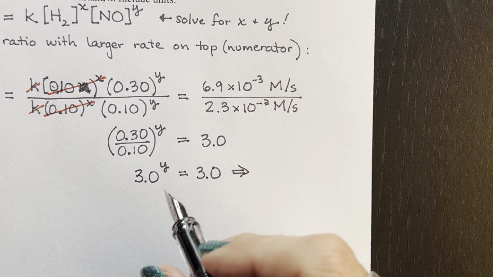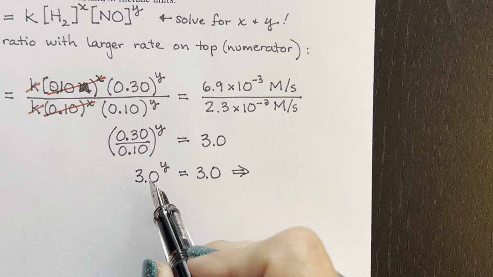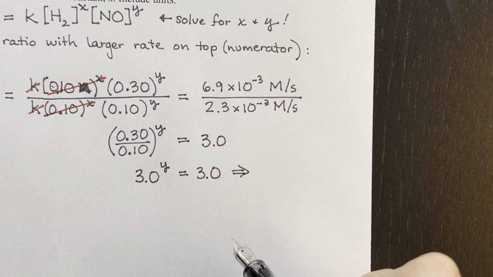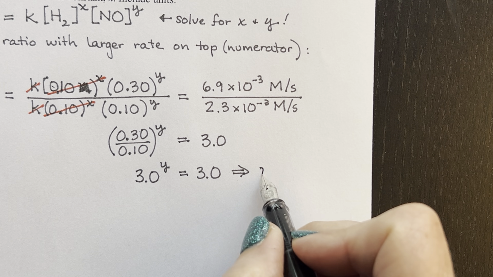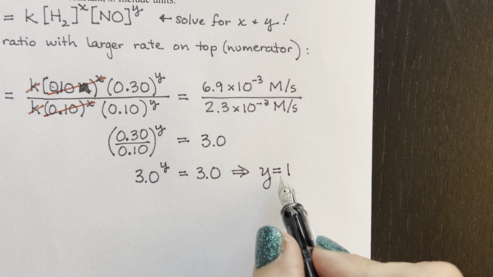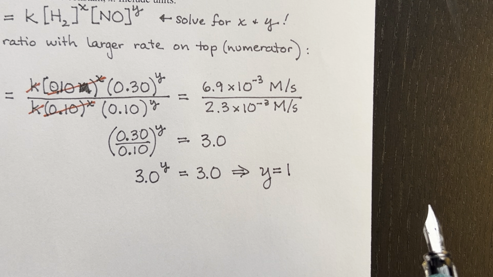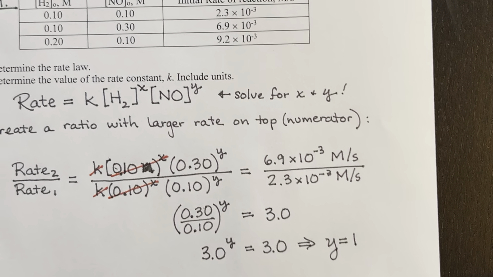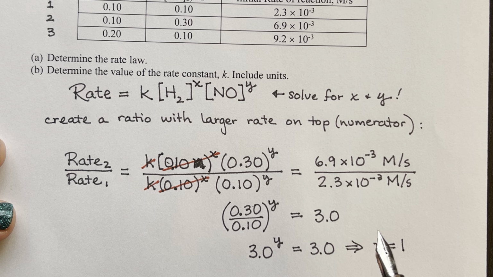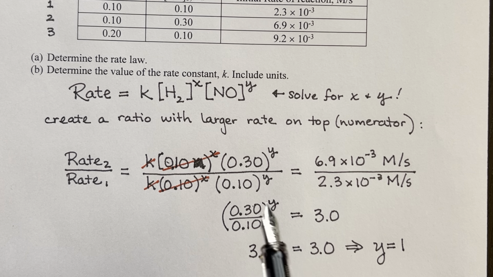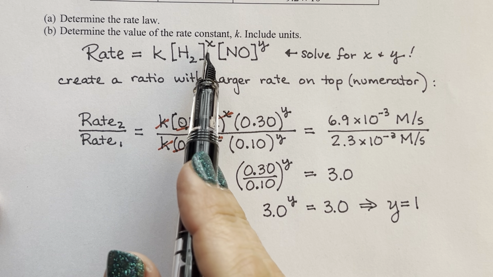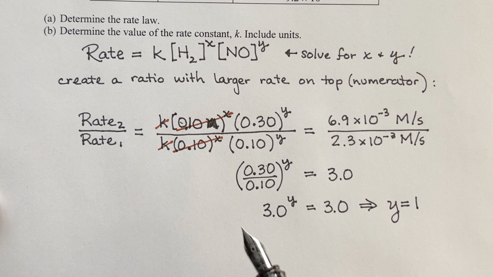What does that say about y? When you have a value raised to 1, it gives that same value. So that means y equals 1. We have solved part of the rate law. We have figured out the exponent that goes with NO. It is 1. So now our job is to figure out what x is. What is the exponent that goes with H2?